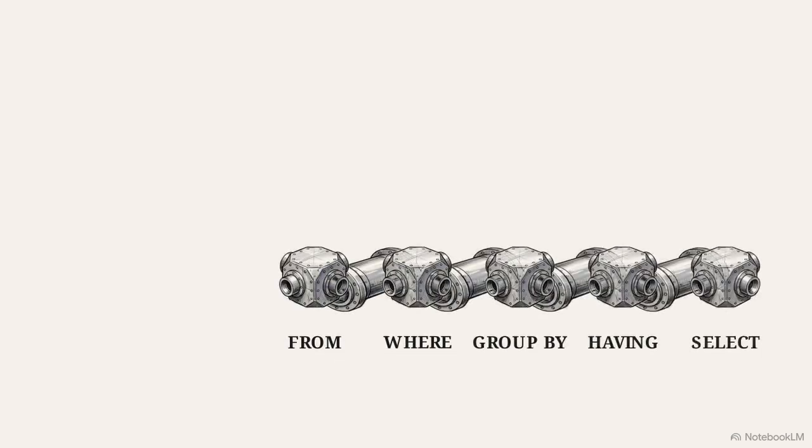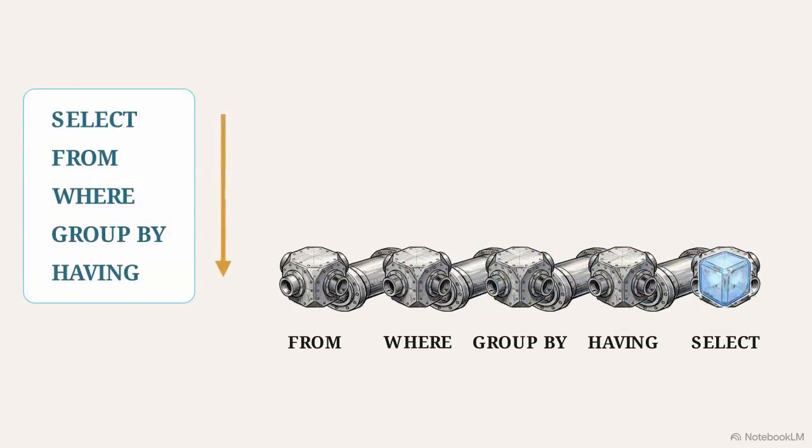This flowchart introduces the SQL logical execution pipeline. The engine processes commands chronologically: FROM, WHERE, GROUP BY, HAVING, and SELECT. You read queries top to bottom, but the hardware follows this sequential pipeline. Ignoring this order creates invisible errors.